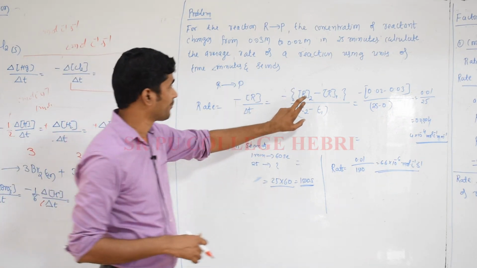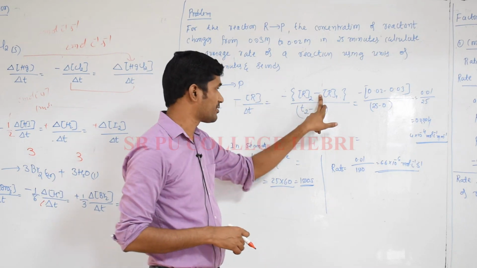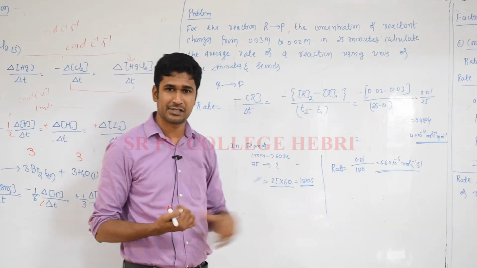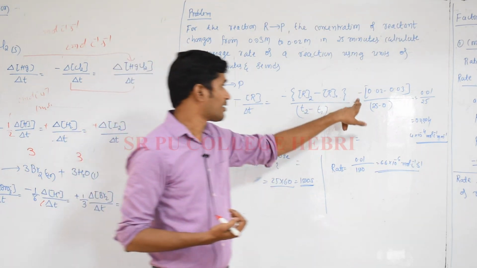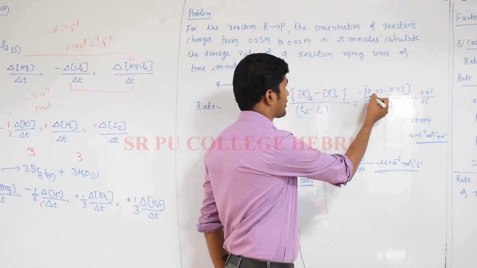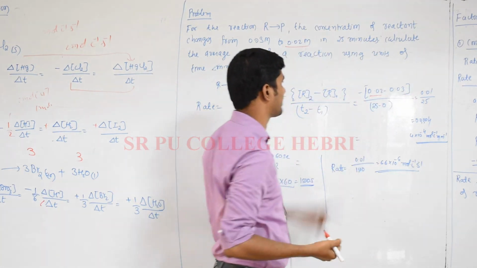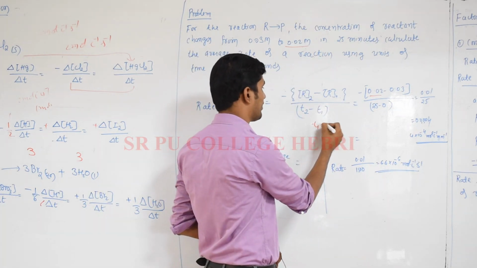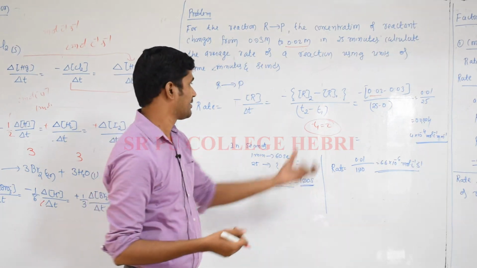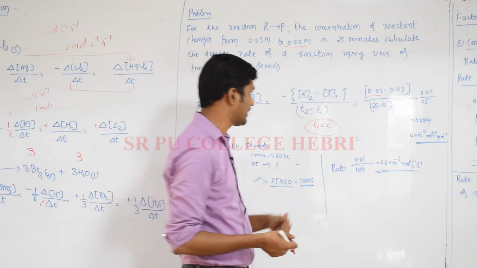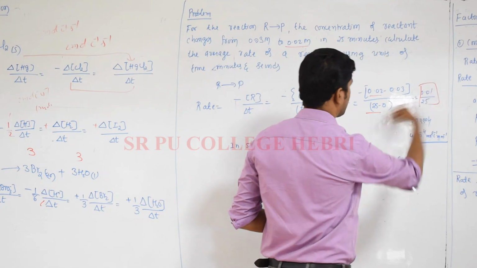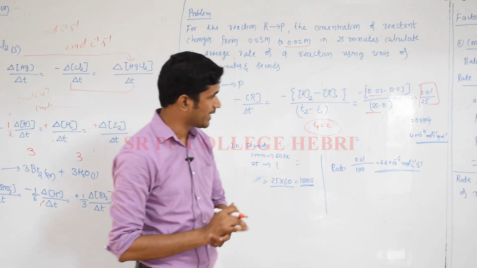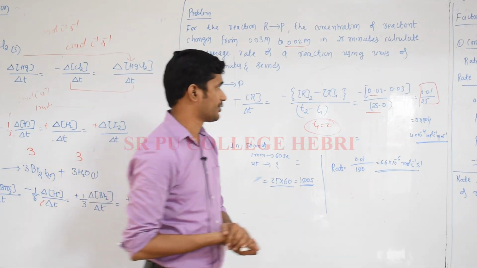So which is equal to R2 minus R1, final concentration minus initial concentration, divided by T2 minus T1, final time minus initial time. Now the concentration is equal to 0.02 final concentration minus 0.03 initial concentration, divided by 25 minus 0. What is T1? T1 is not given, which means at the beginning we have to take it as 0 second. So 25 minus 0, you simplify this, 0.01 divided by 25. So the answer is 0.004, or 4 into 10 to the power of minus 4 mole per liter per minute. So this is your answer.